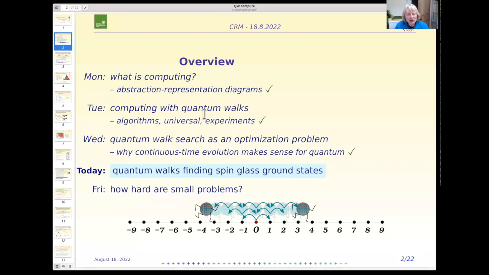We've got our computational context. We've seen how we can do computing with quantum walks in many different ways. And we've looked quite hard at the search algorithm in the context of an optimization problem. There are other ways to do search with quantum walks, and I expect there'll be more on that from Renato's talk this afternoon. So today I'm going to pick up the quantum walk doing optimization problems theme and look at finding spin glass ground states.